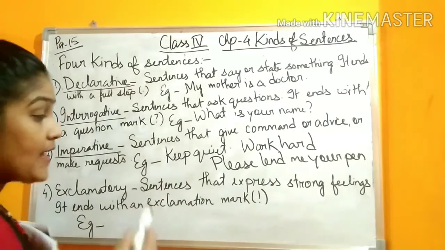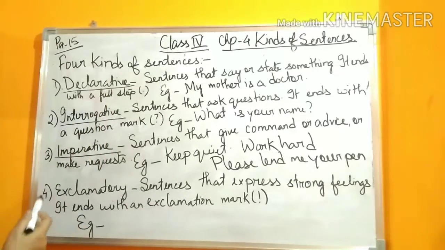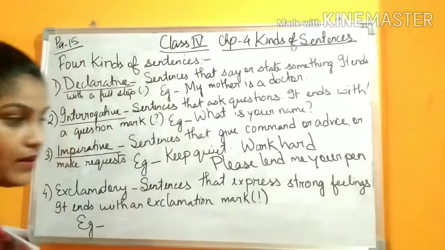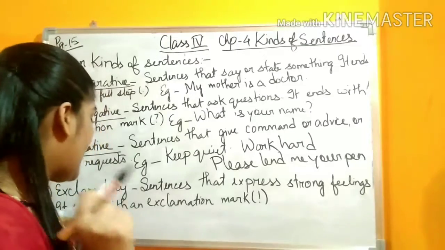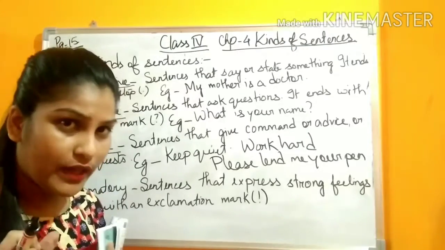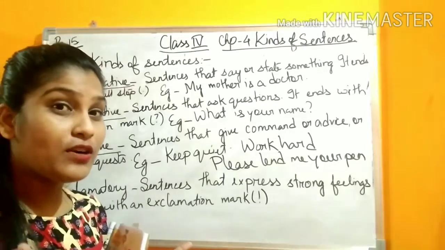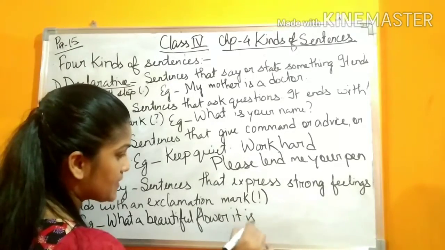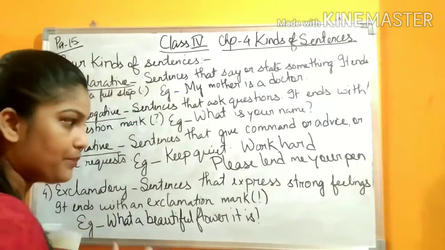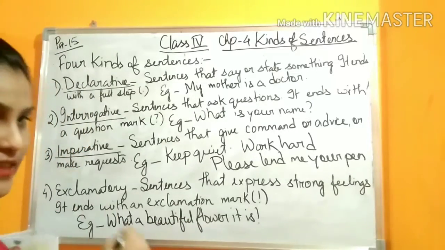Exclamatory sentences are what? Sentences that express strong feelings. They are called exclamatory sentences. It ends with an exclamation mark. Exclamation mark, you know this one. So when you say something with strong feelings, that is an exclamatory sentence. Okay? Like, what a beautiful flower it is. You are expressing your strong feelings. What a beautiful flower it is. This is strong feelings. Okay? So you can easily understand that these are exclamatory sentences.